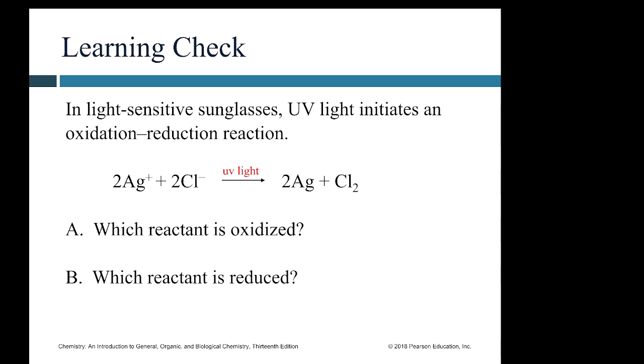Okay, let's go ahead and try this. In light-sensitive sunglasses, like mine in here, the UV light initiates an oxidation-reduction reaction. So when we're exposed to UV light, we have the silver ion and chloride ion that are then going to undergo a reaction and produce silver and Cl2, which is chlorine gas. Okay? So which reactant would be oxidized? Which reactant is going to be reduced? I'm going to give you options in a bit. Okay. So figure out which reactant is going to be oxidized, which reactant will be reduced.